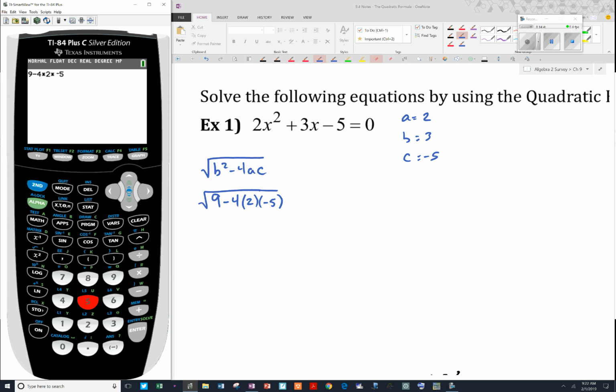Now you can put those in parentheses too. I'm just going to show you that either way works. When you hit enter, that's what's underneath that radical. I'm going to write the square root of 49 right here. Okay. Now, real quick, I'm going to show you.